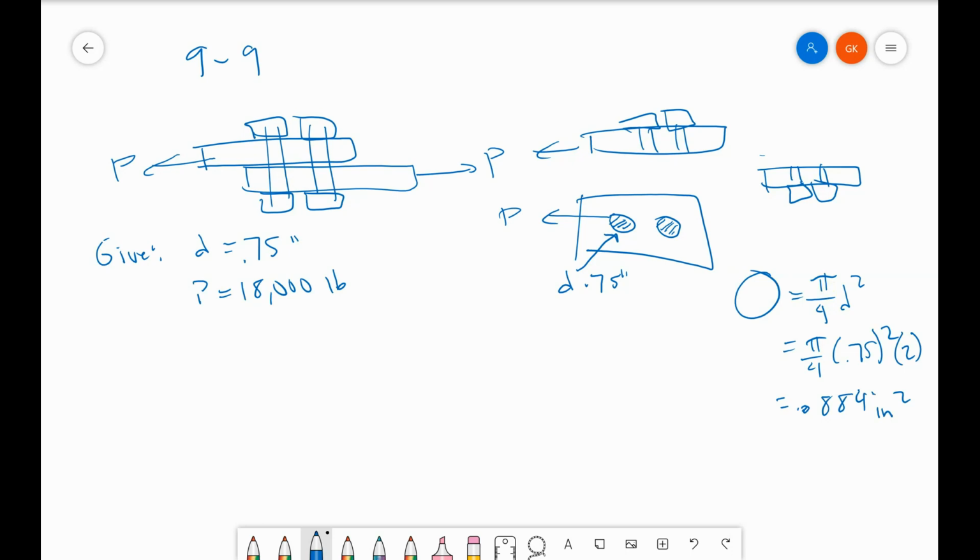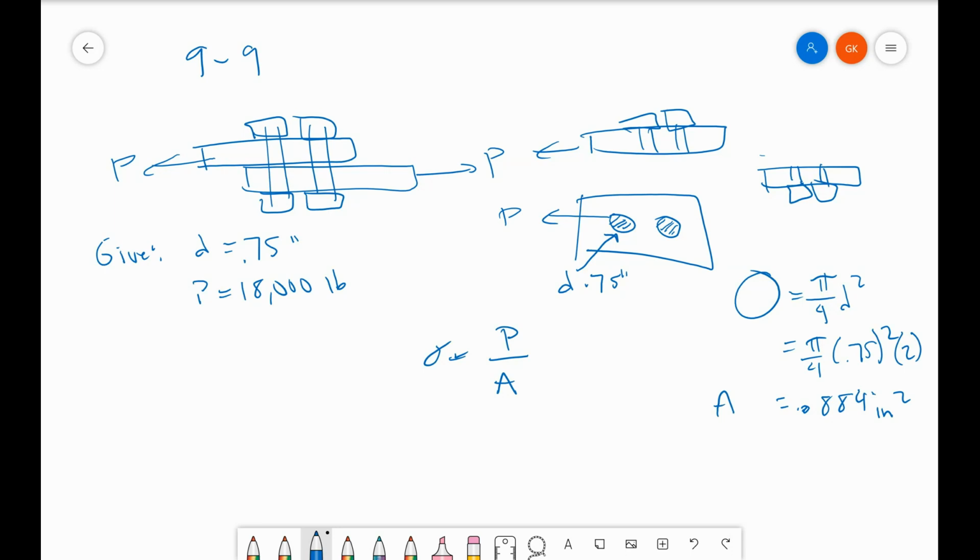Okay. Now I made a little small mistake here, but we're going to go with it just to show you what might happen to you. Now, what is the stress? What is the load that each bolt feels? Well, stress is equal to load over area. And we said that our area was 0.884 inches squared. But that's the area for both bolts.